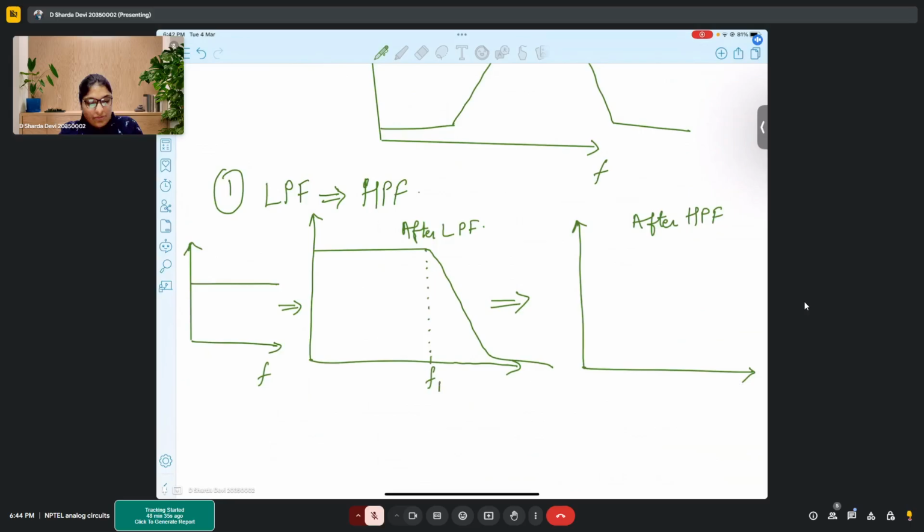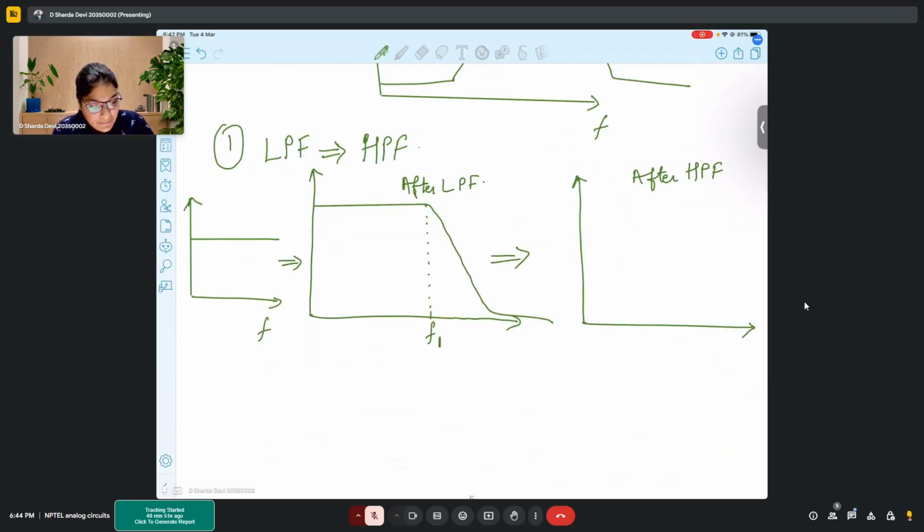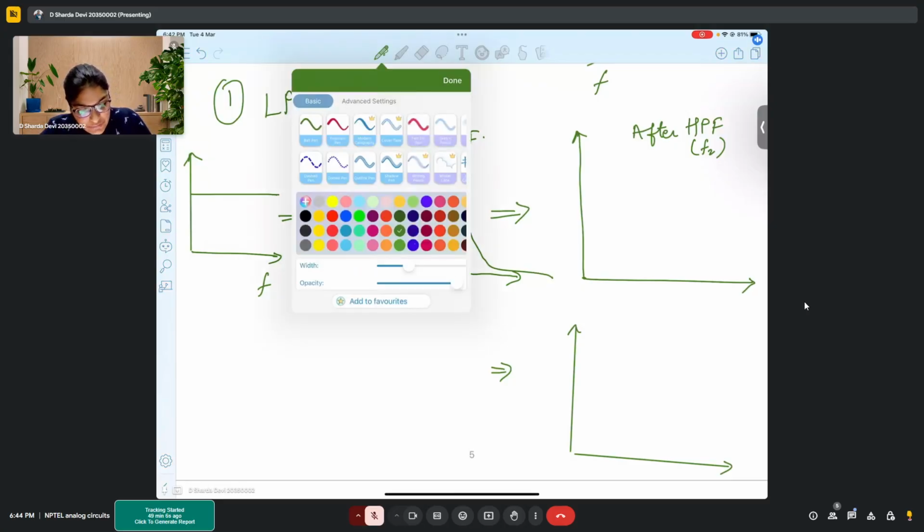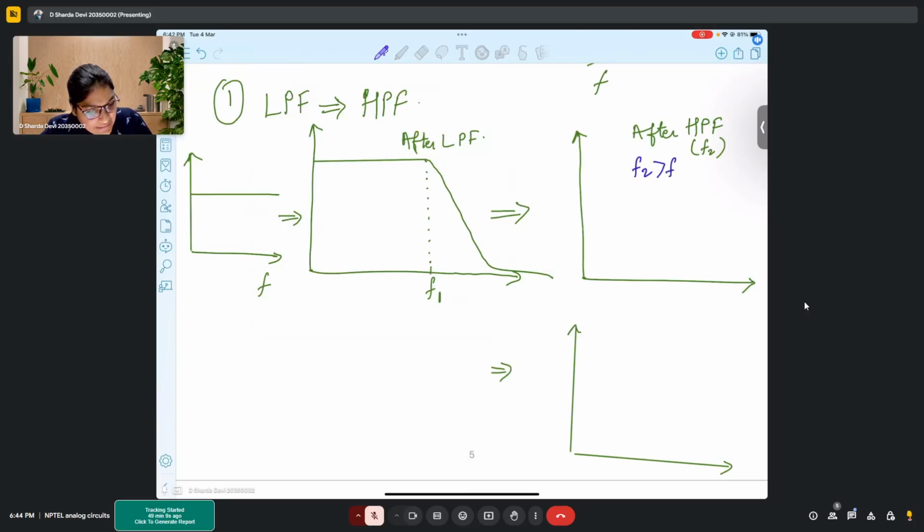Okay, so F1. If my cutoff frequency of the high pass filter is greater than F1, I would not get any output, right? Say the cutoff frequency is F2 for my high pass filter. Now it can have two conditions: F2 greater than F1, or F2 less than F1.